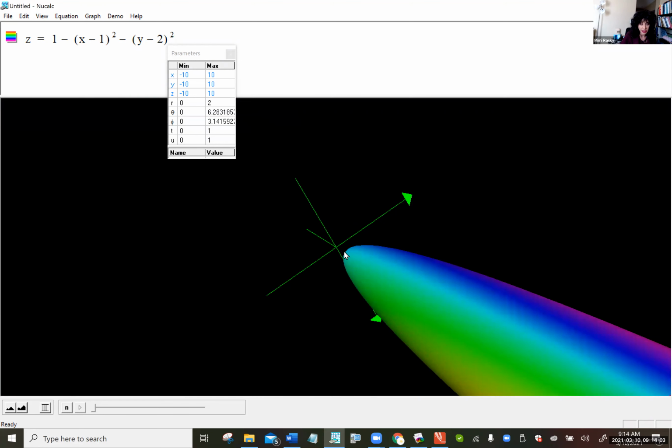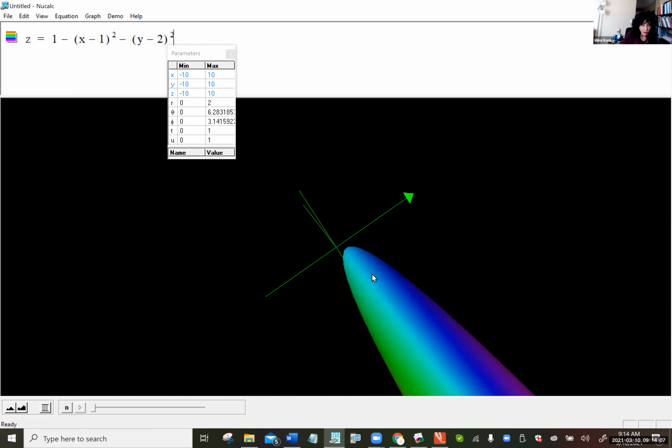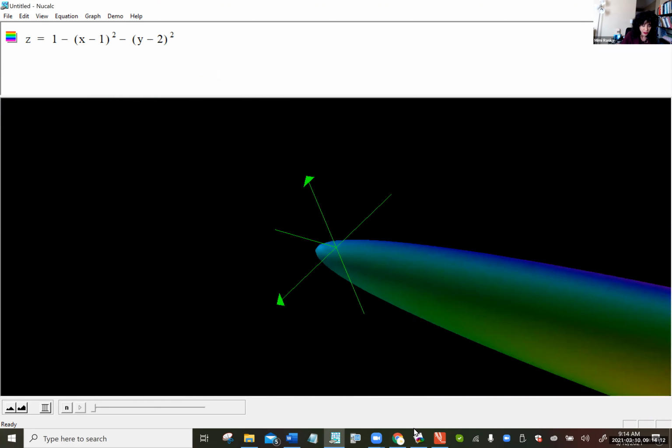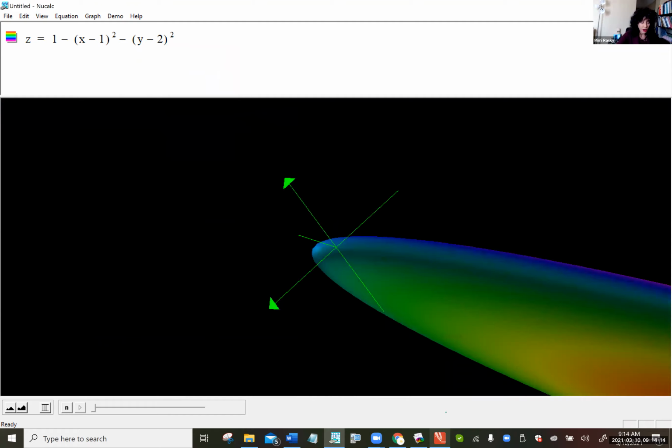That is a max right there. It does not have a minimum because it goes on forever, down, down, down. But it's kind of a cool looking surface. Anyway, I always like to figure out what these are. Okay, so I'm done with that.